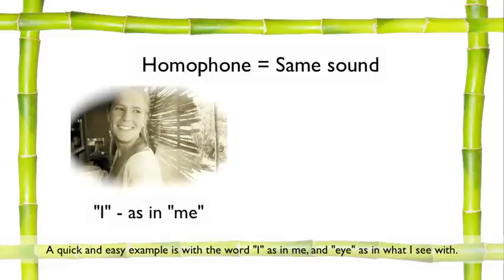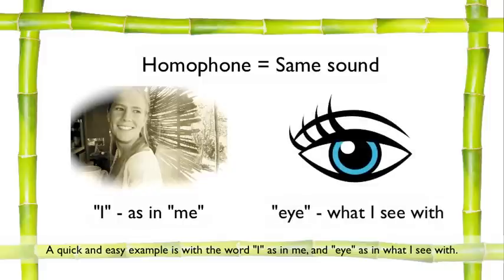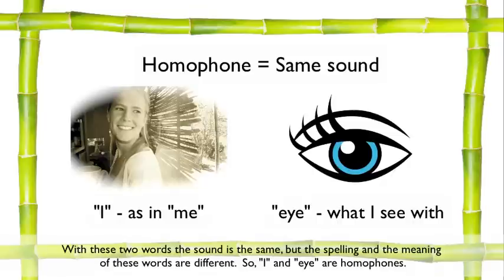A quick and easy example is with the word I, as in me, and eye, as in what I see with. With these two words, the sound is the same, but the spelling and the meaning of these words are different. So I and eye are homophones.